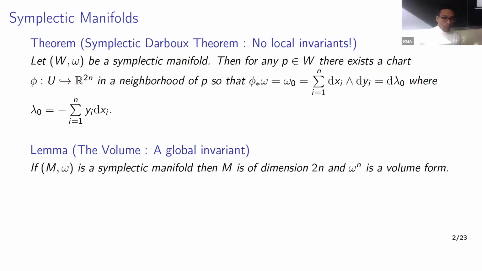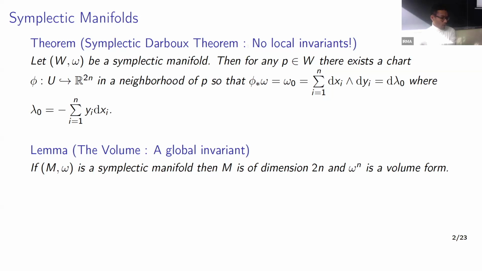One of them, for example, is the volume. If you have a symplectic manifold, then your manifold has to be of even dimension, and if you take the symplectic form to the power n, it gives you a volume form. Any symplectomorphism, a diffeomorphism that preserves the symplectic structure, also has to preserve this volume form. So volume is preserved by symplectomorphisms.